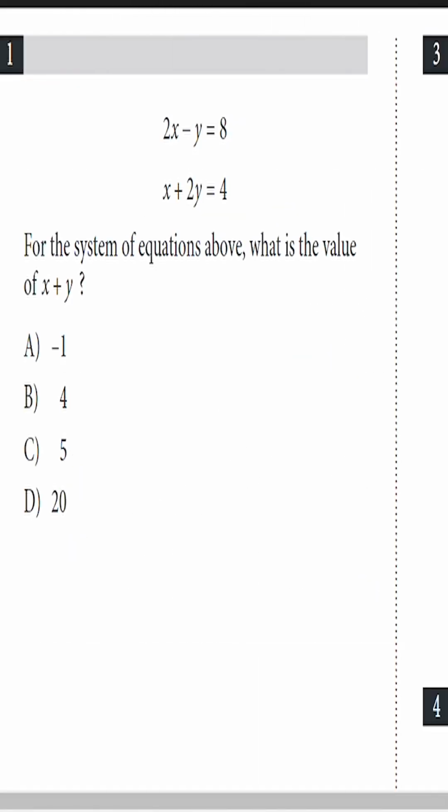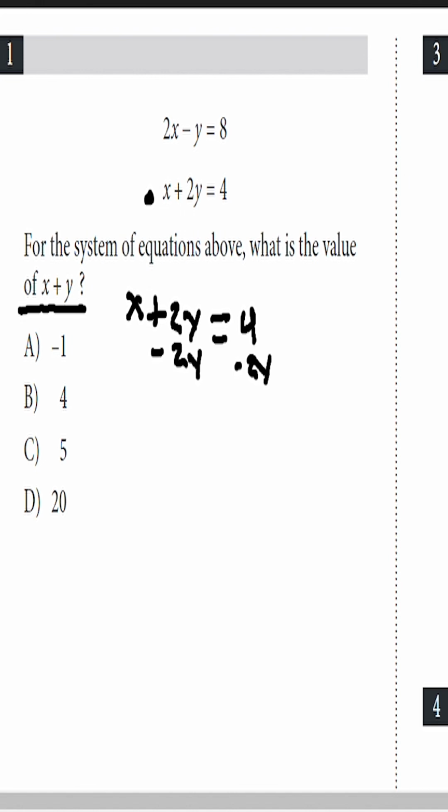Alright guys, this is question 1 on practice test 3. It asks us for x plus y. So we're going to use that bottom equation first, and we're going to isolate our x because it's a little bit easier to move around, and the x already is by itself. So we're going to subtract 2y on each side. We're going to have x on one side, so we're going to have x equals negative 2y plus 4.